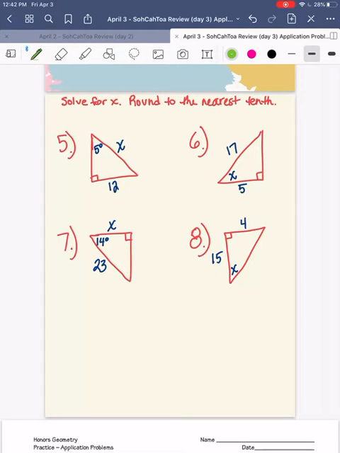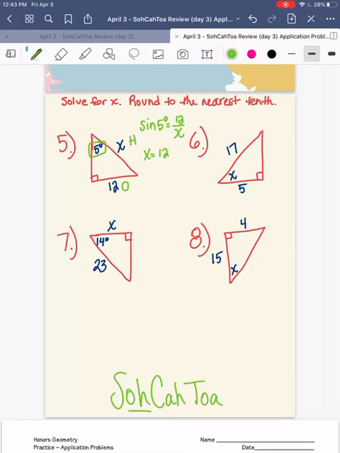All right, on this first problem, we're going to label according to the 5 degrees. We're going to label the 12 O and the X H. So we should use sine. I'll write it down here again: SohCahToa. O and H is here with sine. So sine 5 degrees equals O over H. And then we talked yesterday that this is division. So X equals 12 divided by sine 5 degrees.